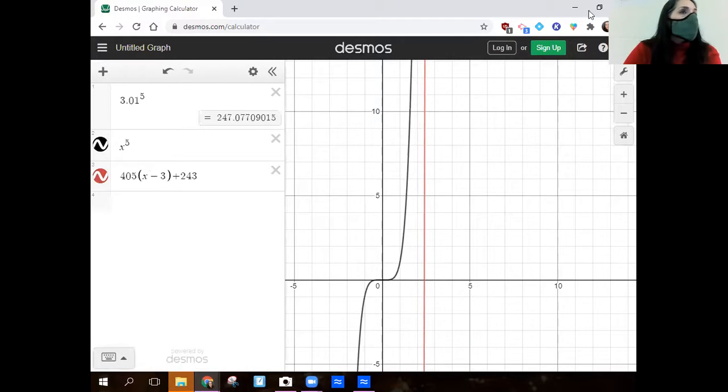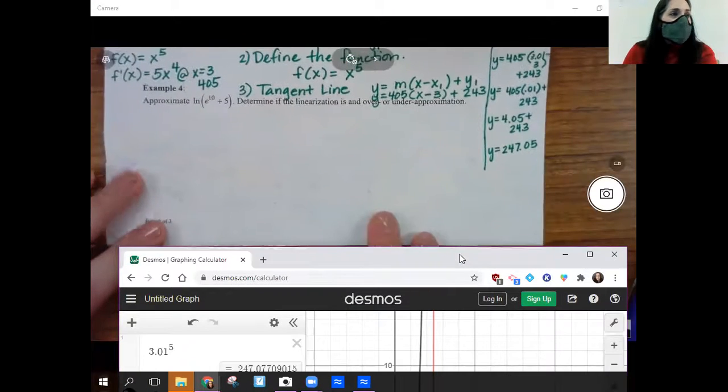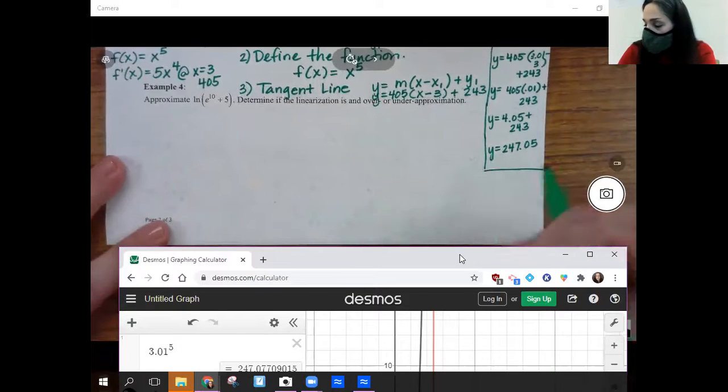Okay. Example 4. Let's keep moving so that way we get as many examples done as possible today. Then you can ask some questions on your other stuff.